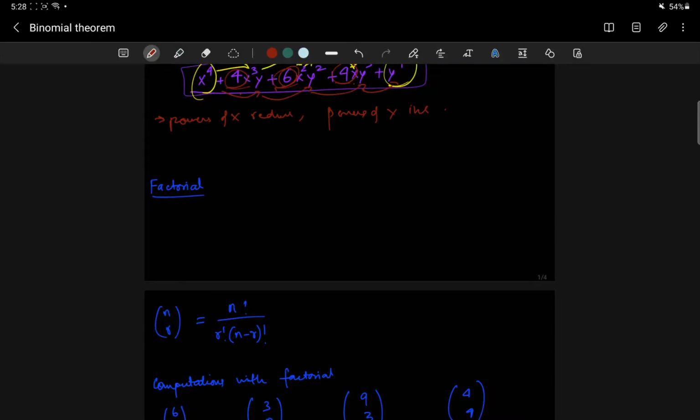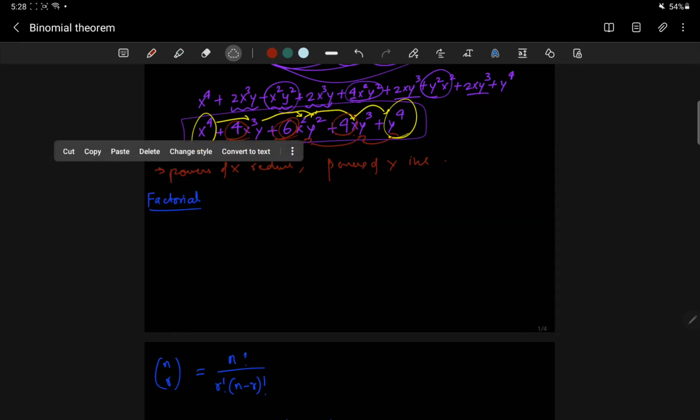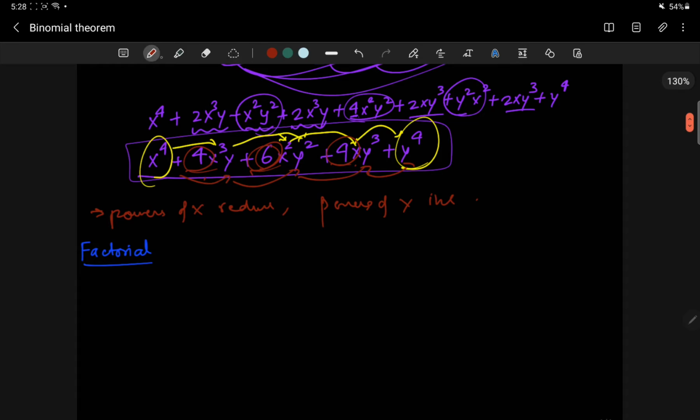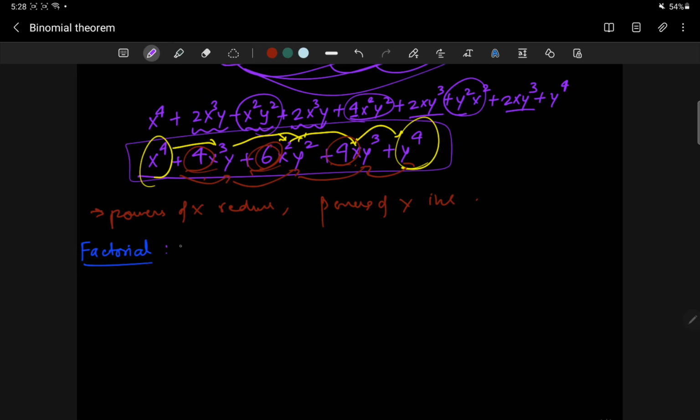Hi everyone. In this video we will start by learning this new notation and this new object which is called factorial of a number. So what is factorial of a number? Factorial of a number is basically saying multiply all the integers, positive integers, up until this number.